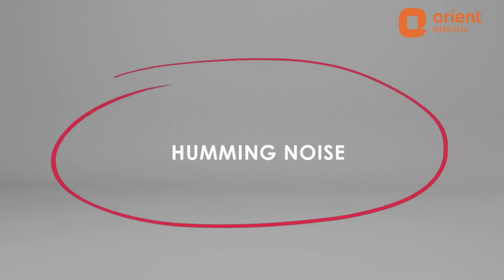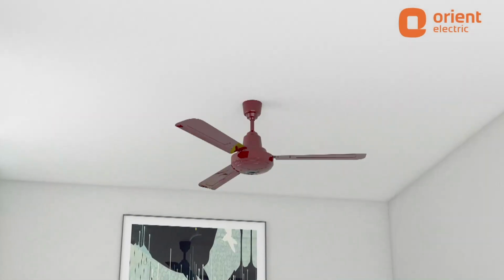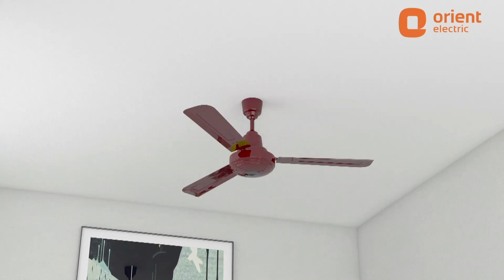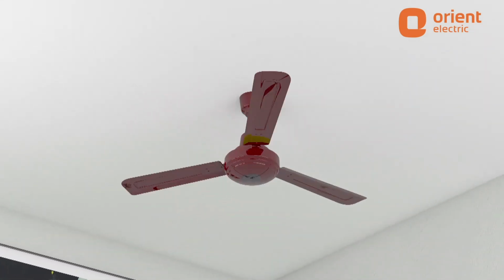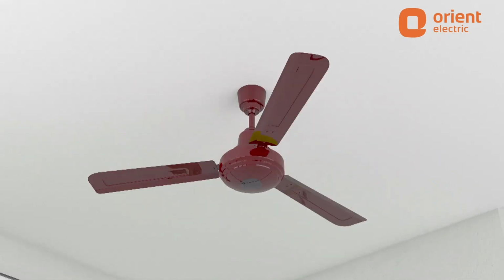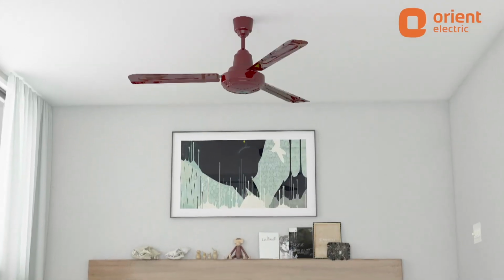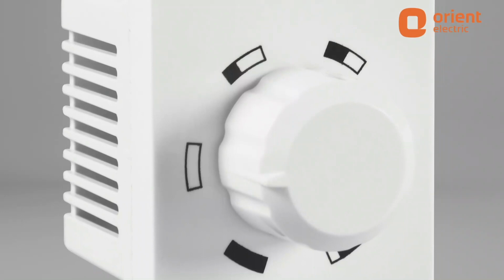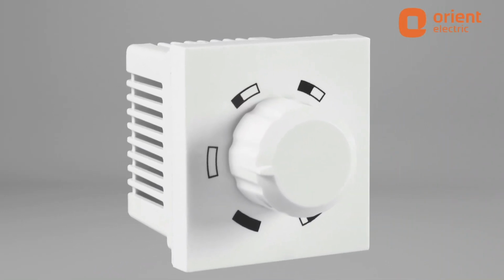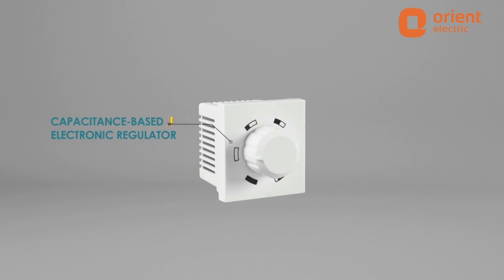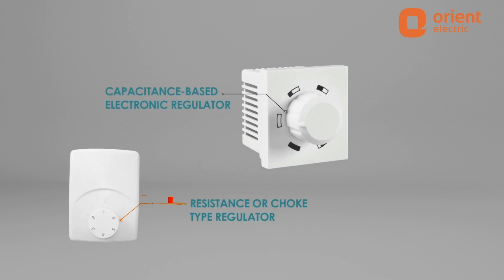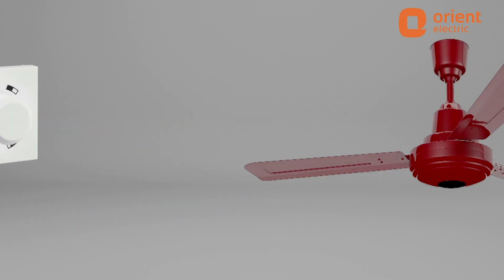Humming noise. There is nothing more irritating than the humming noise coming out of a ceiling fan. One of the main reasons behind the same is the speed regulation through a cheap electronic regulator. In this case, advise customer to use capacitance-based electronic regulator or resistance or choke type regulator.